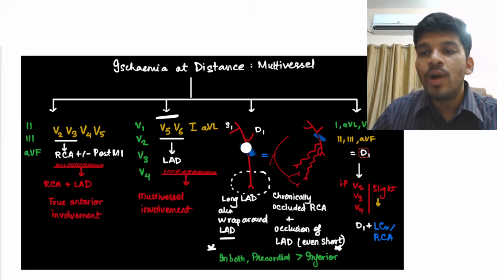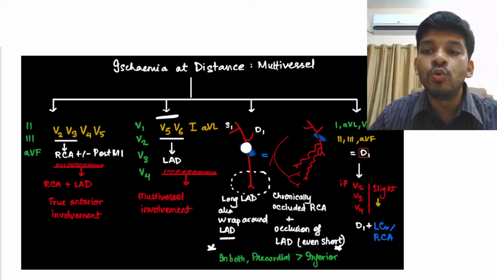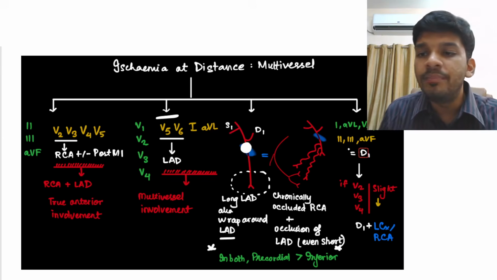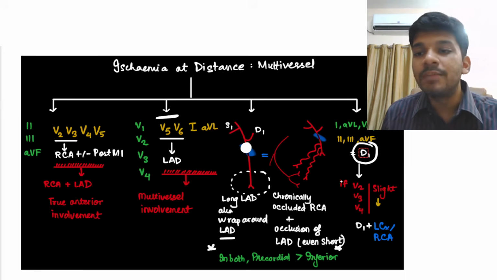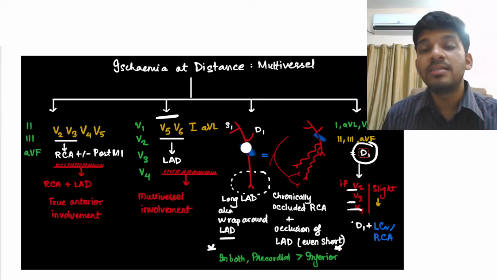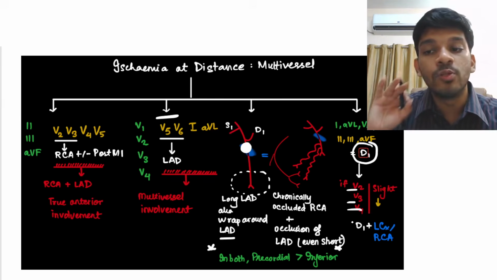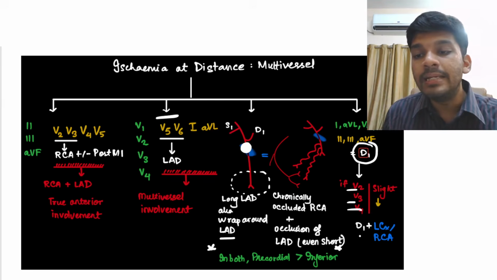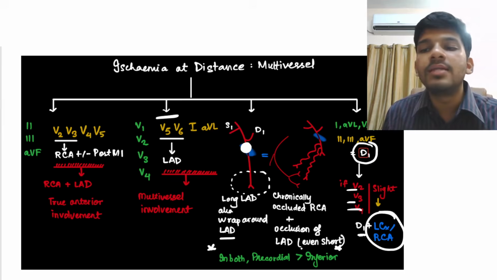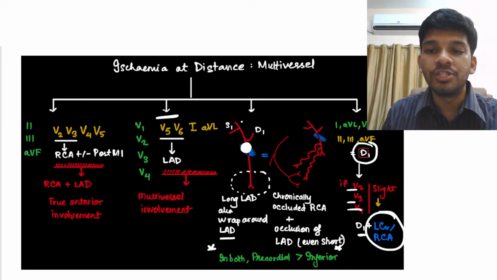One more concept is if you have lateral lead elevation of 1, AVL, V5, V6 with 2, 3, AVF ST depressions, it usually means it is a D1 occlusion. Okay, but if those ST depressions are present in V2, V3, V4 also, then that signifies some true posterior wall ischemia is also present. That means usually D1 plus LCX or RCA, depending on the dominance of the circulation.